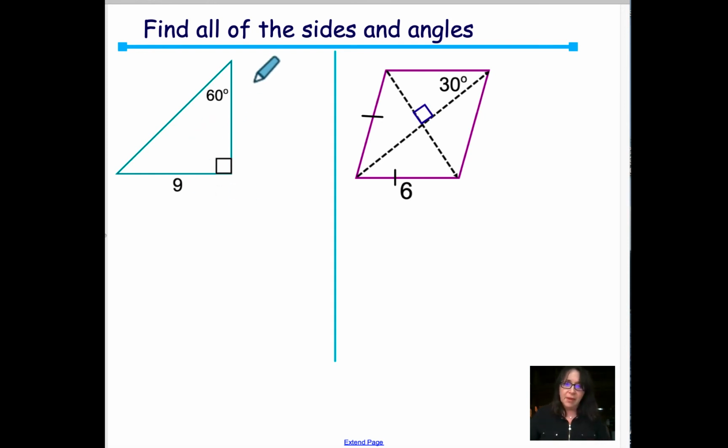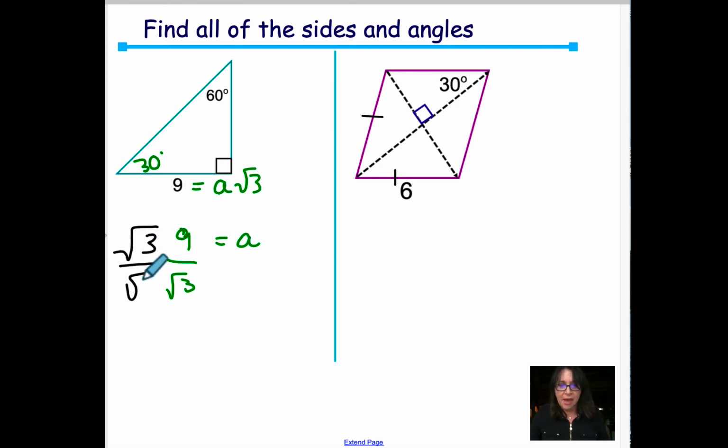For this problem, again, 60 degrees, this is a 30, 60, 90. Across from the 60 equals a root 3. I can solve for this a, and I get 9 over root 3, for which I have a root on the denominator. I need to rationalize the denominator, so multiply that by 1, by whatever the denominator is. So I get 9 root 3 over root 3 times root 3 is root 9, which is 3. Cancel those, I get 3 root 3. So a is equal to 3 root 3.